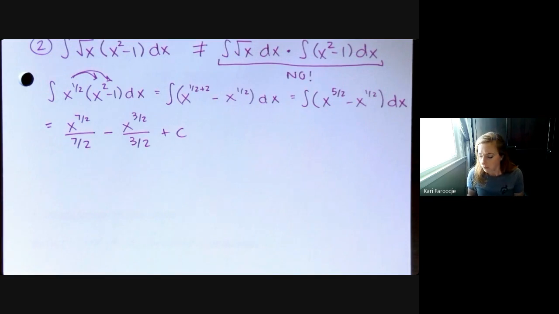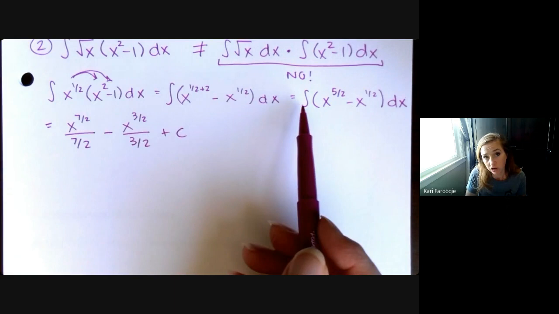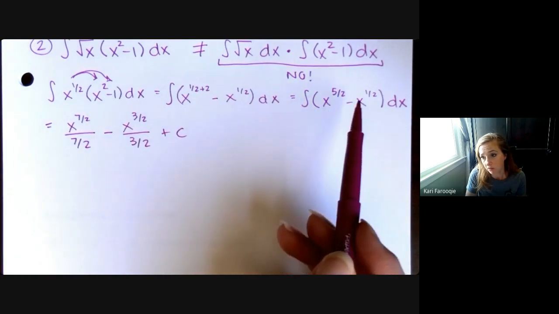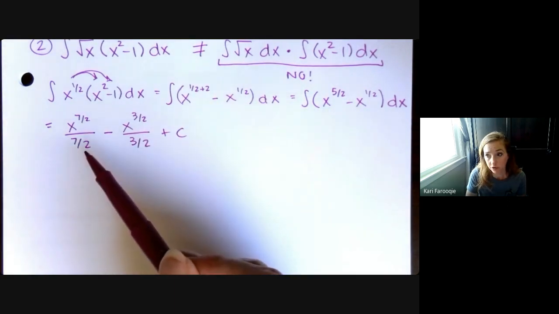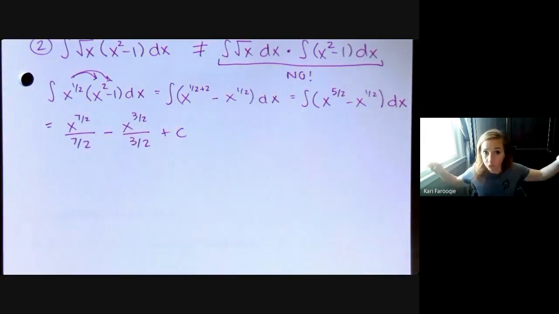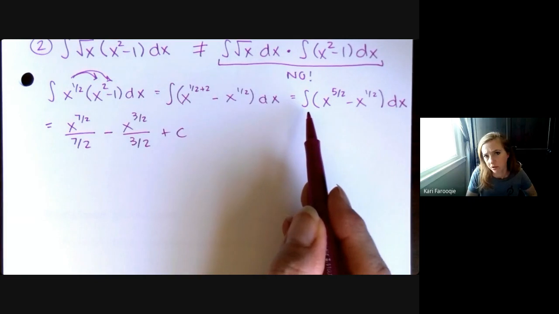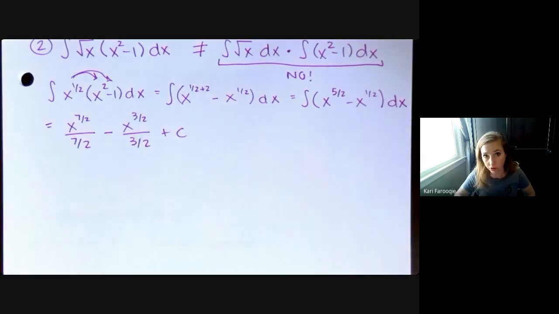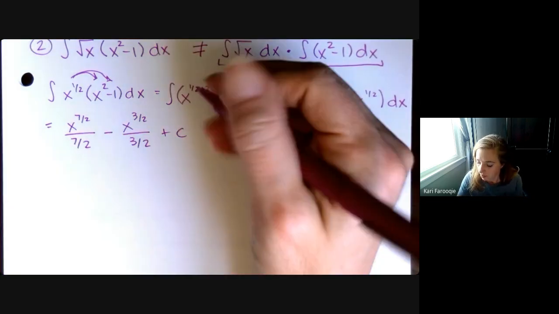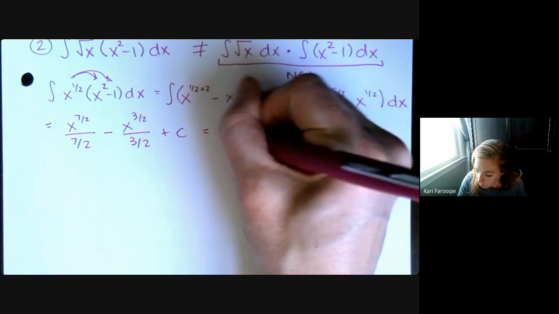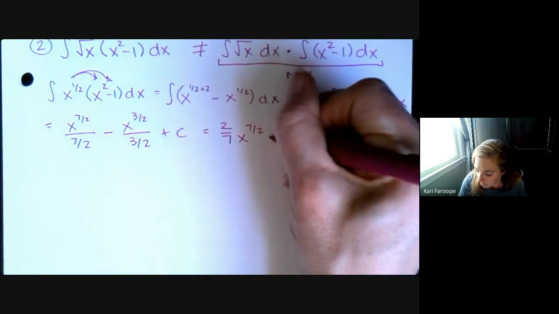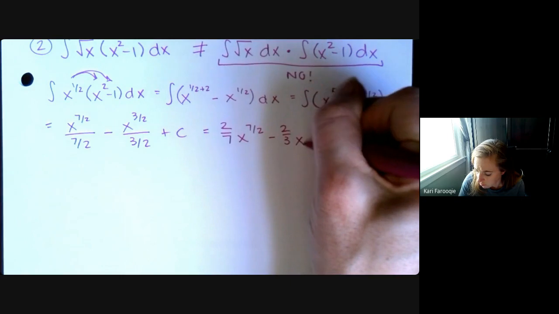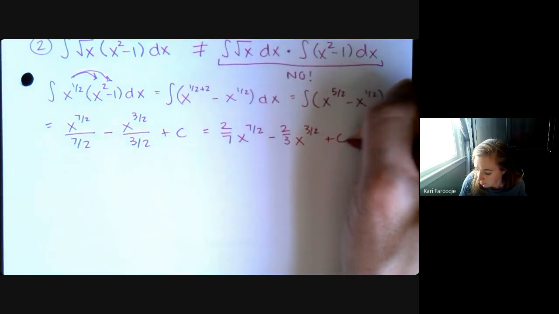By the way, notice that I keep the integration notation on here until I actually integrate. And then once I integrate the function, I remove the notation. I've seen students who just hang on to this integration symbol all the way to the end. It should not be included on your integral. Once you integrate, the notation goes away. So I'm going to turn this into 2/7 x to the 7/2 minus 2/3 x to the 3/2 plus c.